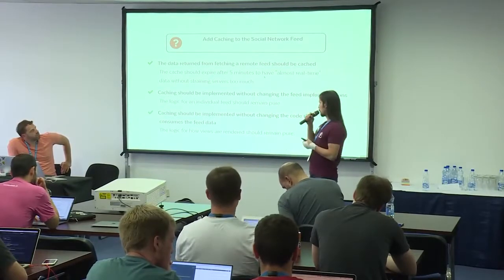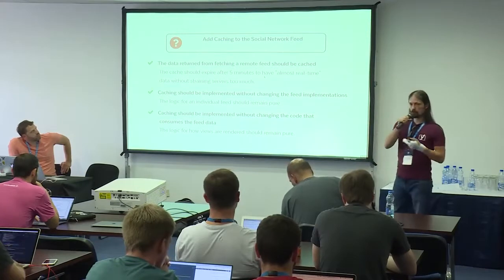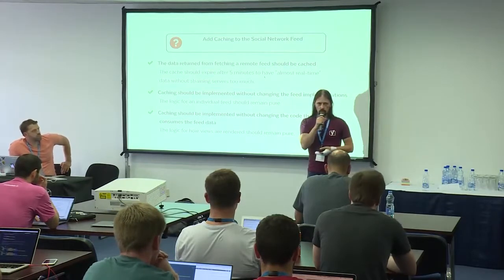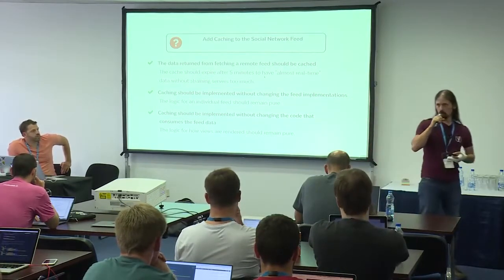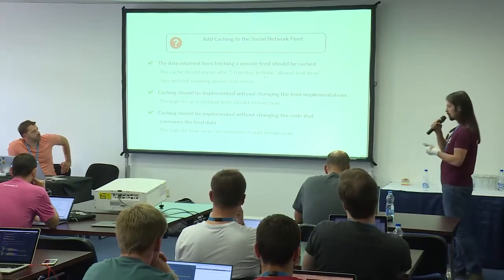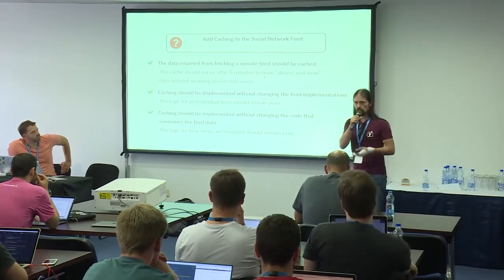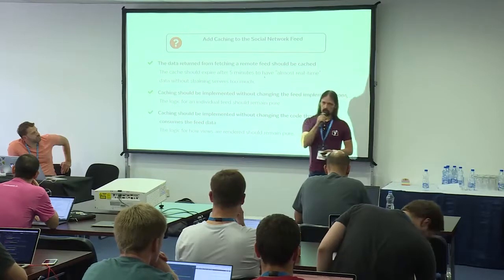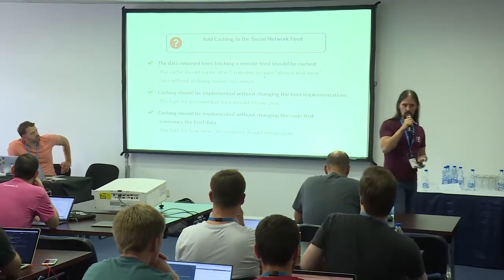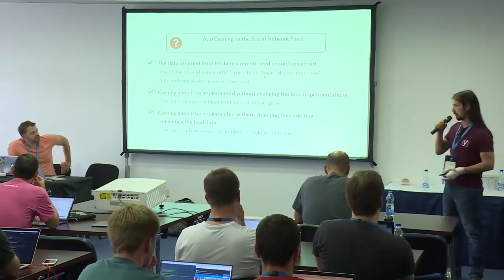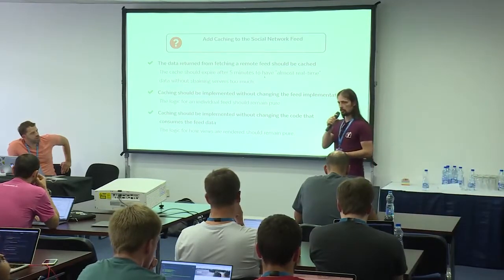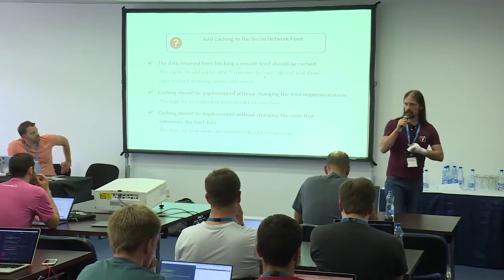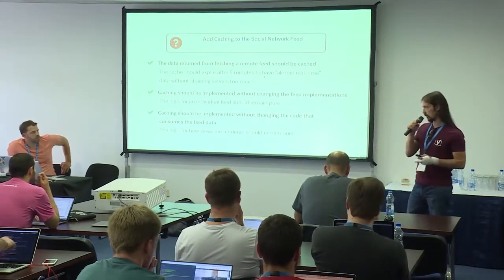So, first of all, here's the business requirements we have. We want to do some short-term caching, 5 minutes, just to avoid doing a lot of remote requests at the same time. But 5 minutes is so short that it still seems to be updated in real time. We want to implement this caching without changing the feed implementation. So we don't want to go into the Twitter feed and add caching, and then go into the WordPress.com feed and add caching. That's not how we want to work. So we want to just leave the feed implementations as they are without any single line of code changed.